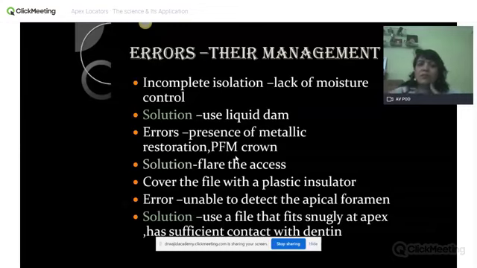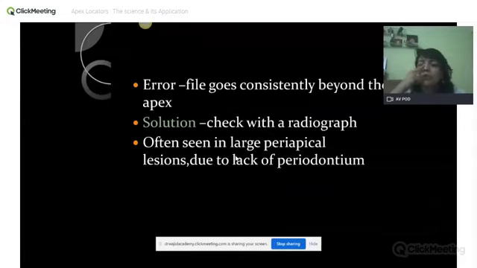Error: unable to detect the apical foramen. Very often what happens is, to be on the safer side, we tend to use a smaller file because we are scared that we might go beyond the apex and then we might violate the apex. But unless you use a file which fits snugly at the apex and has sufficient contact with dentine, the accuracy of your working length is difficult.